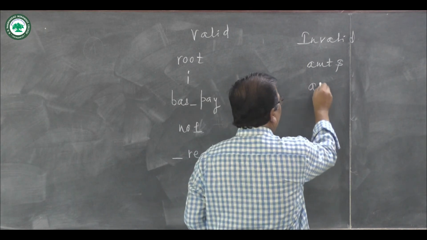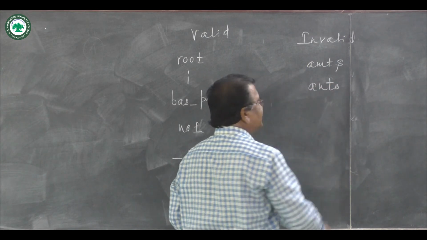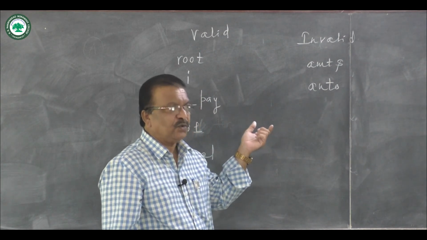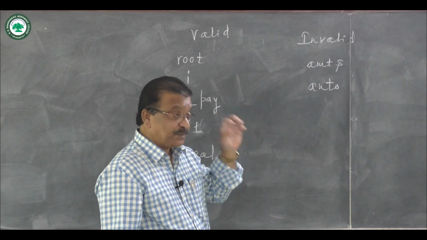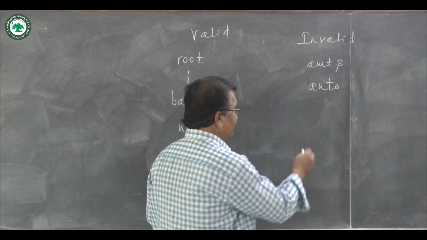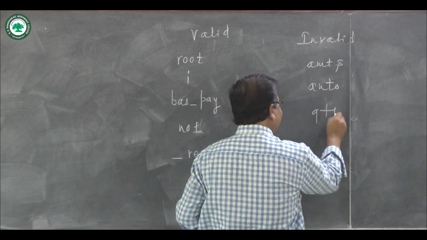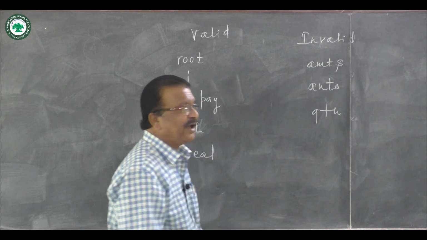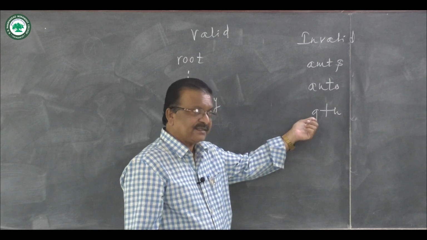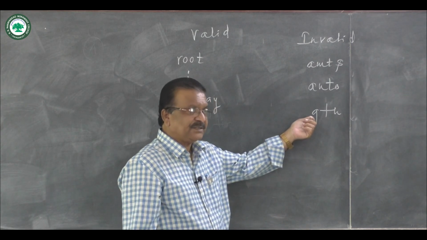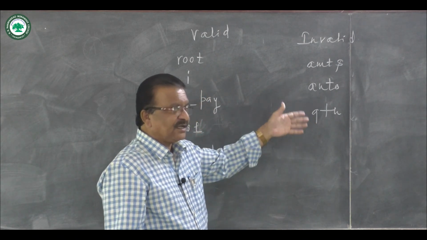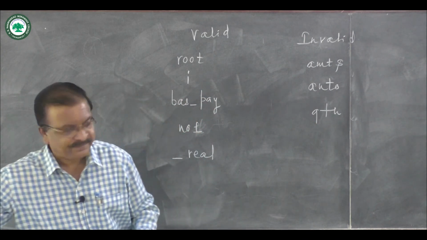Then auto. This is an invalid variable name because auto is a reserved word. Auto is a keyword which has a specific meaning in C and should not be used as a user defined identifier. Then 9th. This is an invalid variable name because the first character is a digit. It should not be a digit. It must be an alphabet or, at the most, an underscore. So these are invalid variable names.